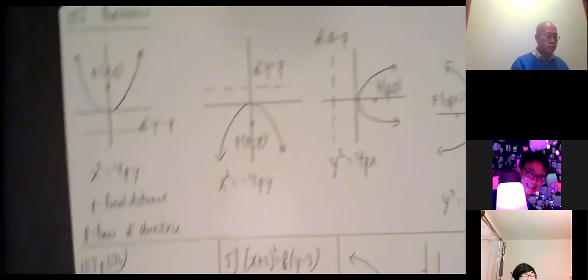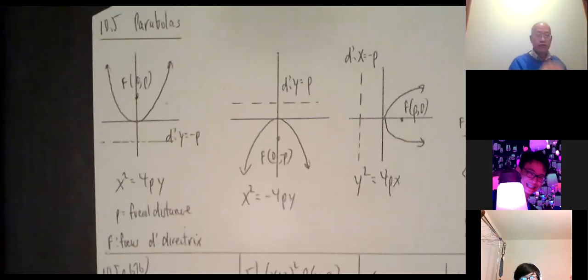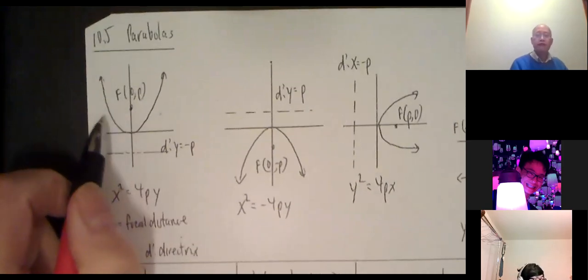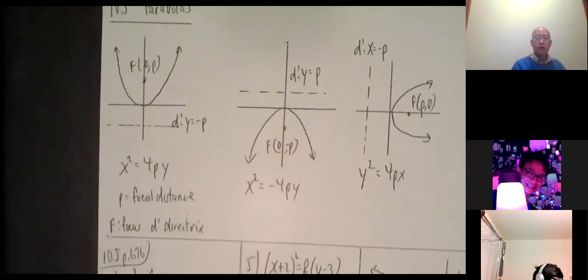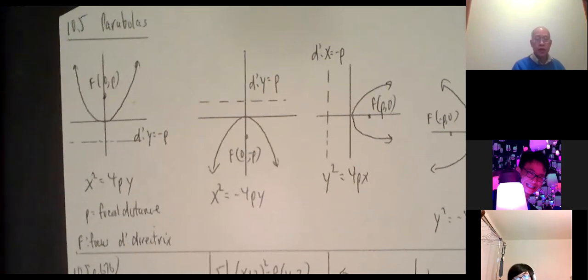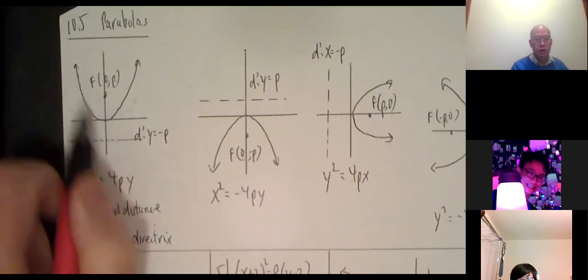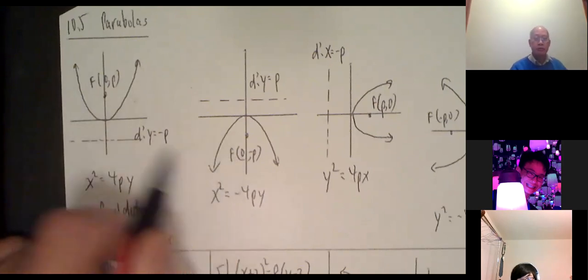Okay, so here we go. I gave you an introduction last time, but now we'll actually do problems. So 10.5, the parabola. There are 4 basic parabolas, and I'll give them to you here. You can put these on your cheat sheet if you wish. The ones that you're probably most familiar with are the ones that open up and down.